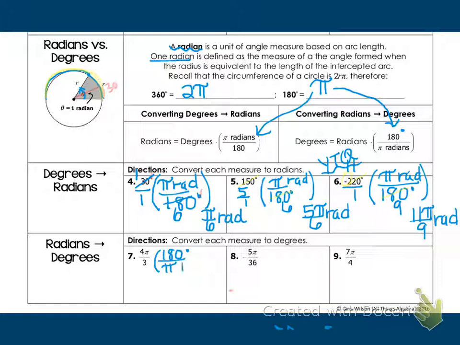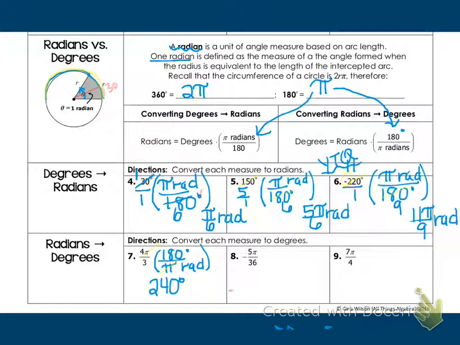A lot of times they'll just leave rad off when they give a radian measurement, like 4 pi over 3 or 4/3 pi. So radians is really there, but usually when you see pi, you just assume it's radians. But the radians, if they were listed, would cancel out. The other thing that I can tell is going to cancel out right away is the pi. So this makes the conversion very easy, because now I just have to multiply 4/3 times 180. So 4/3 times 180 is 240, and that's in degrees, so 240 degrees.